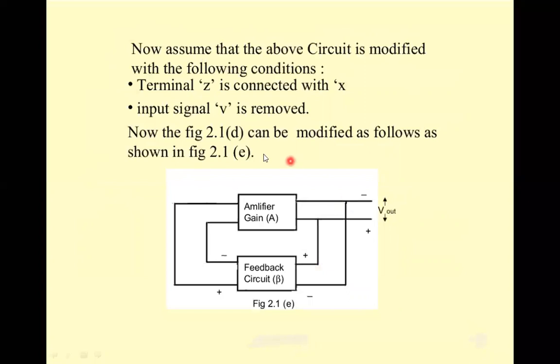This is the previous circuit modified. Z was the point and here X was, so these are made short and there is no Vin. So this is a circuit where we can say that there is no input to the amplifier. Got it? Now, how does this work?